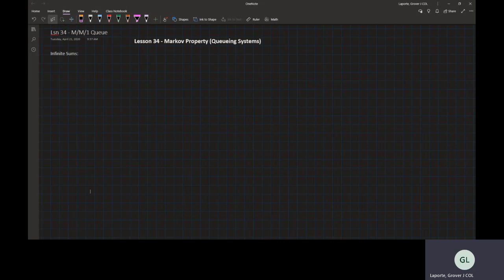So the purpose of this class is to derive the analytic queuing metrics so that we can use these metrics to compare to our simulation, so we can validate our simulation before we start making it even more difficult than just an MM1. So that's the idea behind it. In order to understand some of these queuing metrics, you're going to have to get a hold of infinite sums.